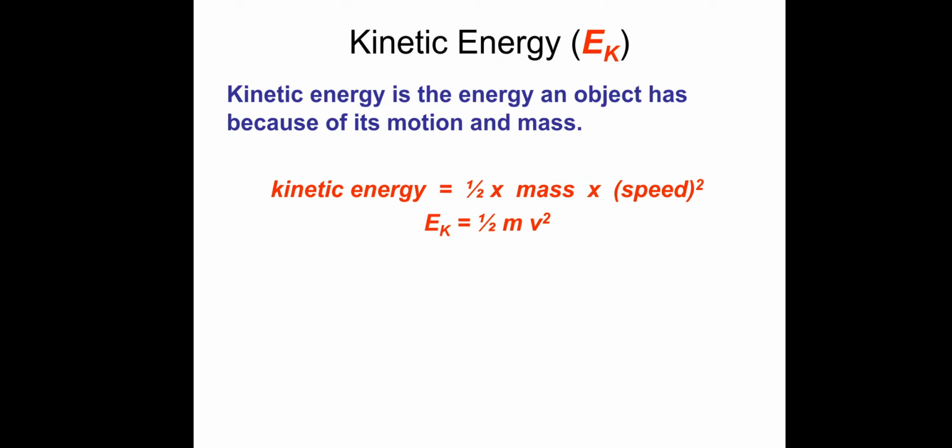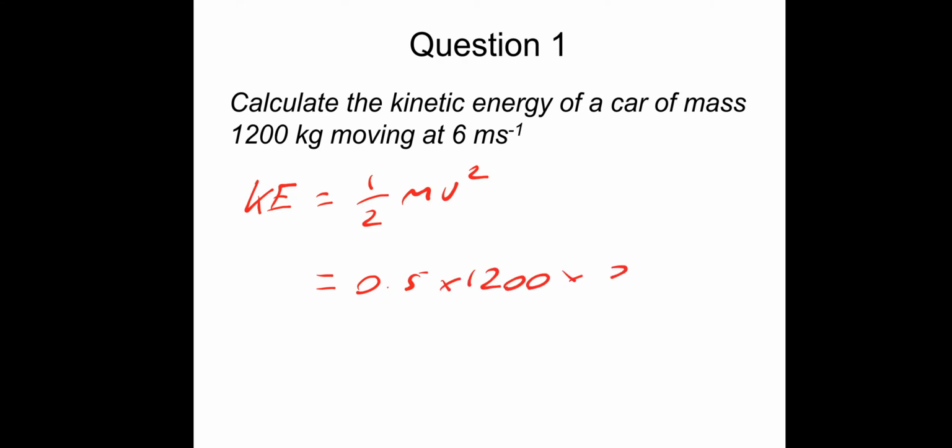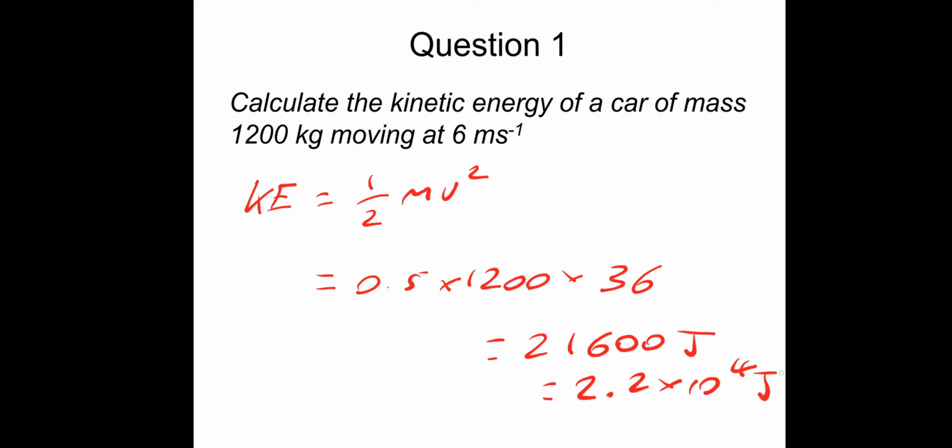Let's go forward, do the example question. Calculate the kinetic energy of a car of mass 1,200 kilograms moving at 6 meters per second. I'll show you this now. So kinetic energy is a half mv squared. So it's 0.5 times the mass of 1,200 multiplied by 6 squared, which is 36. So that gives us 21,600 joules, or 2.2 times 10 to the 4 joules of energy.